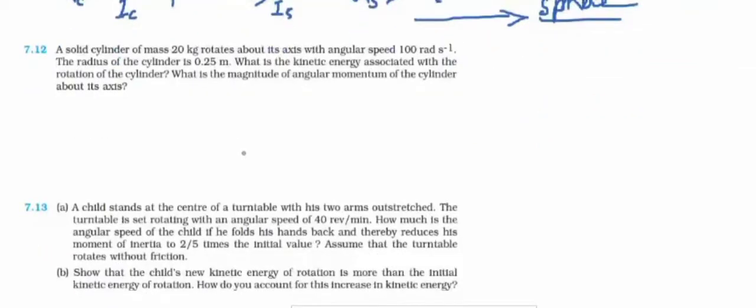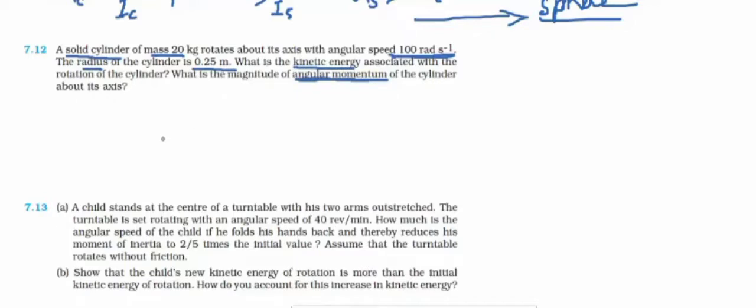Now come to question 12. A solid cylinder, mass 20 kilogram, angular speed omega 100 radian per second. Radius of the cylinder is 0.25 meter. Then what is the kinetic energy associated with the cylinder? And what is the angular momentum of the cylinder? Two quantities we need to calculate.